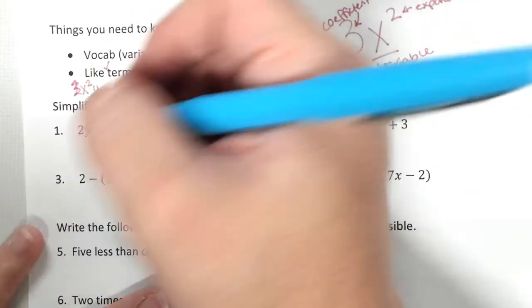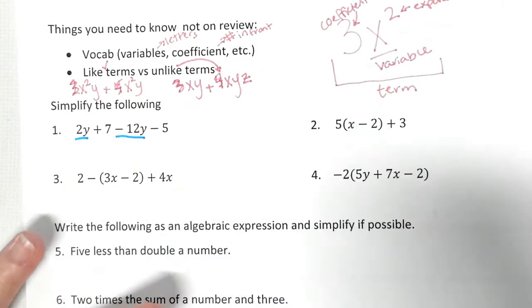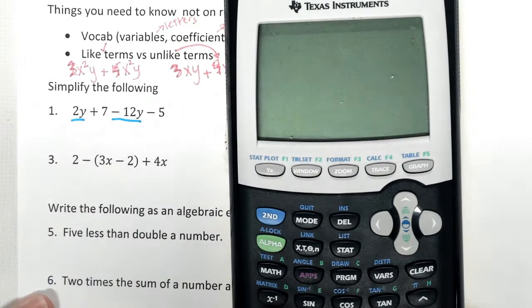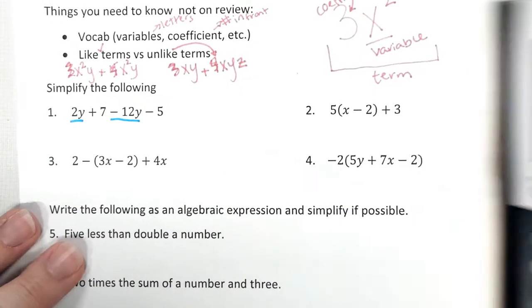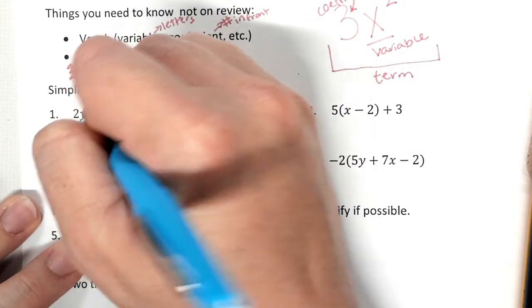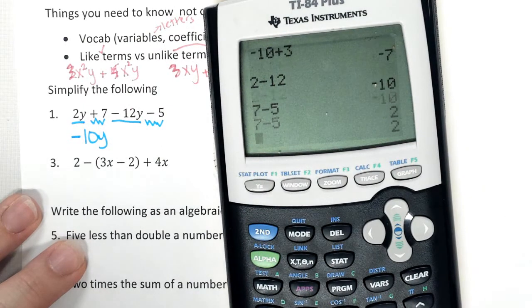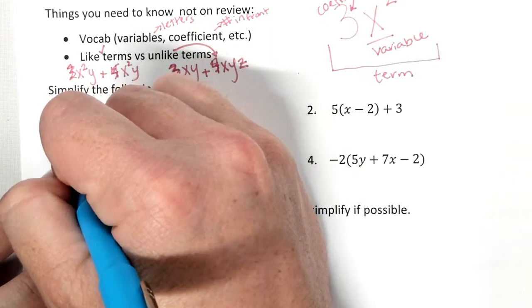So the first one, 2y minus 12y are like terms. If you struggle with negatives, you'll use your calculator. 2 minus 12 gives me negative 10. So I get negative 10y. And then I have 7 minus 5, which again, if you struggle, use your calculator. Get positive 2. So plus 2. There's my answer.